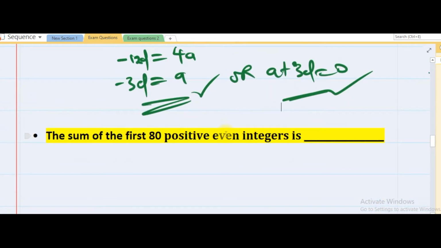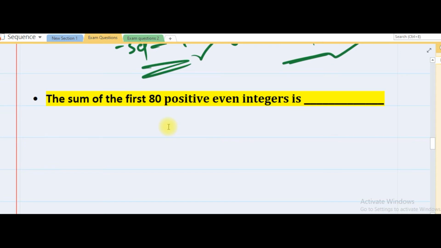So that's it. The next question: the sum of the first 80 positive even numbers is dash. Without wasting time, it is always 80 squared plus 80. That's the answer. So the answer should be 6480. That's our answer, without wasting time.